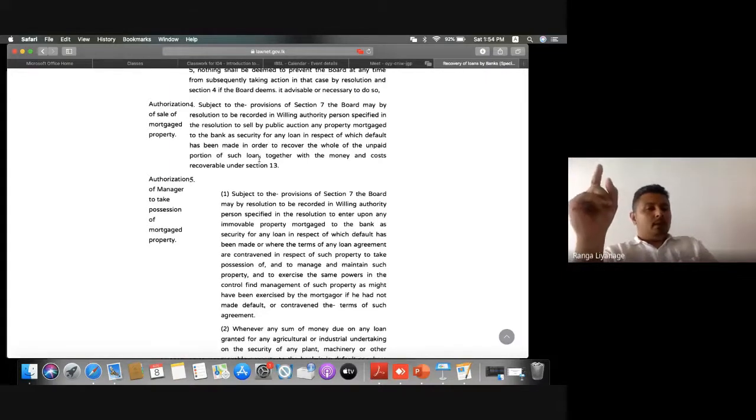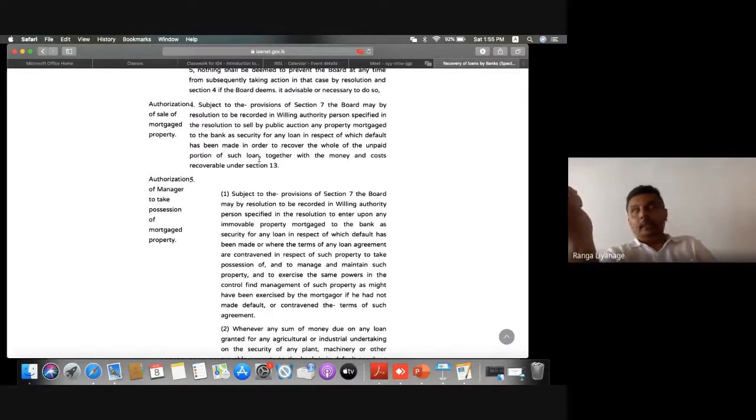The board, by resolution recorded in writing, may authorize a person specified in the resolution to enter upon any immovable property mortgaged as security, and so enter upon and manage and maintain such property. Under section 4, it authorizes such a person to sell the mortgaged property. Section 5 authorizes a manager to enter into the property, manage and maintain it, and to exercise the same powers in the control and management of such property as might have been exercised by the mortgagor itself.